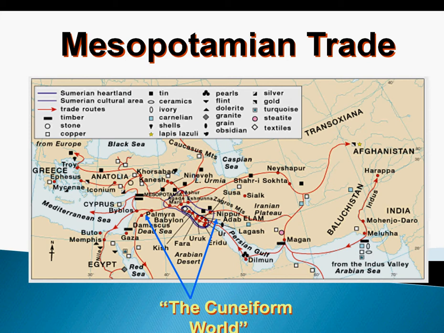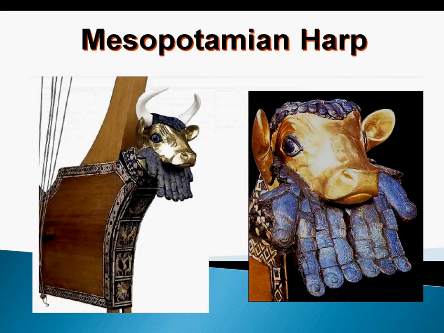Mesopotamia was involved in trade with other folks in the area, in what now is Afghanistan and Egypt, and what we now call modern-day Greece. Mesopotamia had an elaborate system of art and advanced forms of art and metallurgy, very decorative.